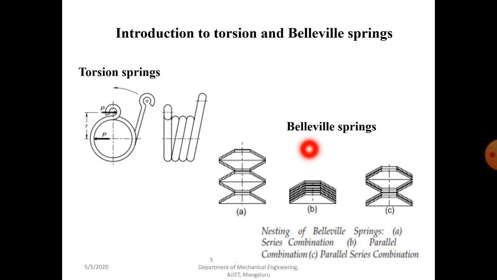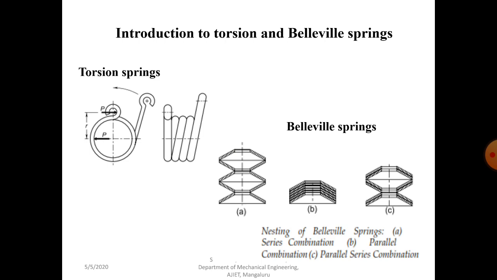Another type of spring is the Belleville spring. A Belleville spring consists of a cone disc. You can see it is in the form of a cone. So this is one more type, a special type of spring. We also call it a cone disc spring. So this is about one more type of spring.